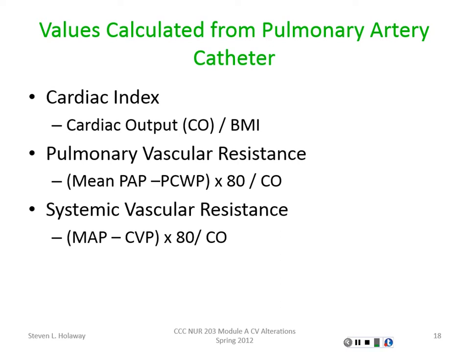Okay. These are some of the other things we can measure. Pulmonary vascular resistance tells us basically how difficult it is to get the blood through the lungs. We can measure the systemic vascular resistance, which is the mean arterial pressure minus the CVP, times 80, divided by the cardiac output. And that doesn't mean anything to you right now. If you get in the units and start working with some of these drugs, it'll make more sense to you, I promise.